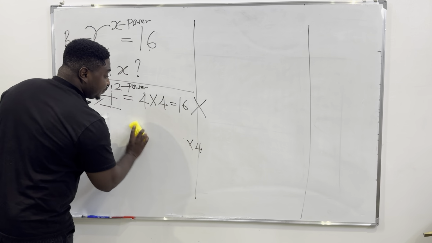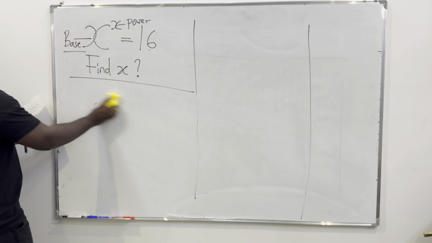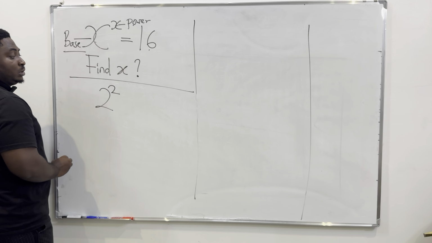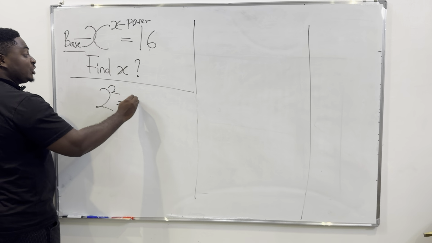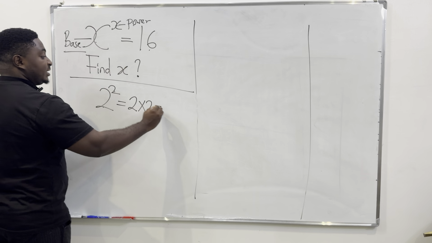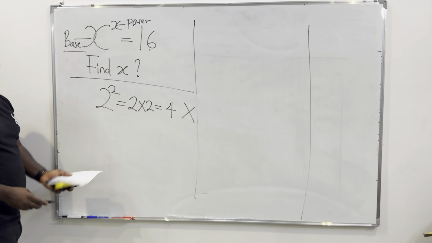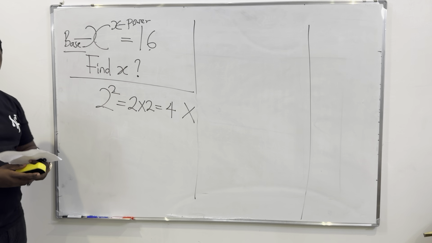So what then do we do? You might come in again and say, let us try 2, right? You say 2 raised to power 2. Yes, the numbers are the same this time around, but 2 raised to power 2 means 2 times 2, giving you 4, which is also wrong again, because your final answer must land you at 16. So what can we do?